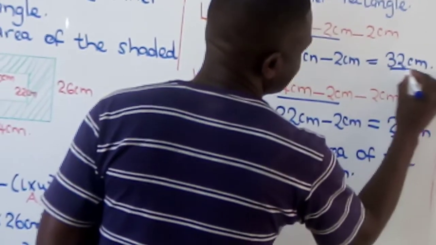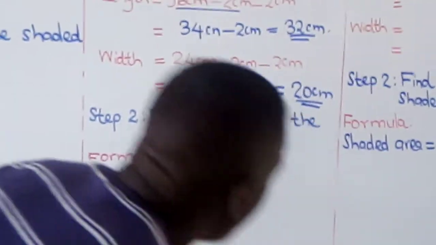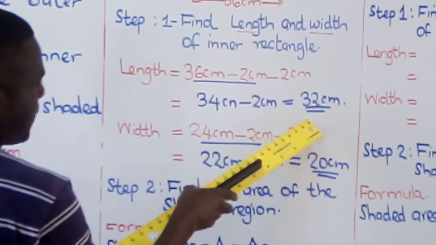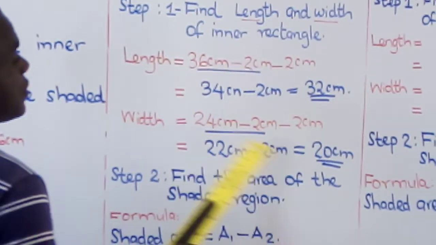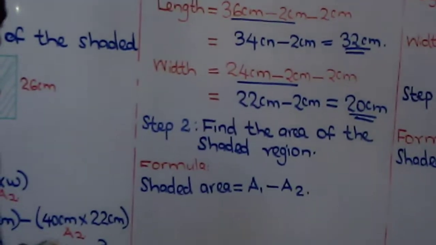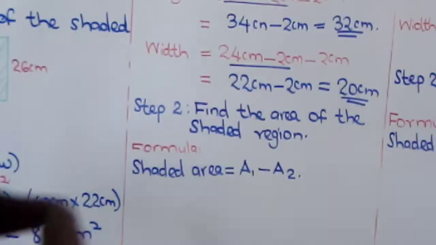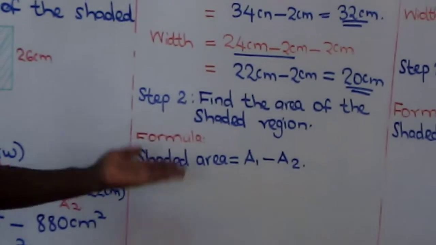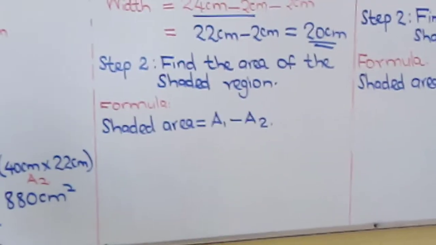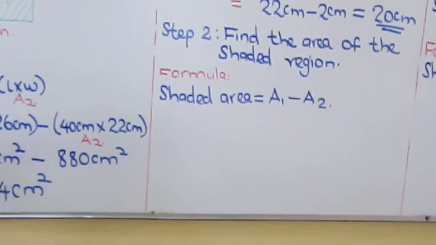So, boys and girls, the length of the inner rectangle is 32 centimeters, and the width of the inner rectangle is 20 centimeters. Now we have them. We go to the second step. The second step says find the area of the shaded region. That's the second step. The formula is written here. Shaded area is equal to area 1 minus area 2, just like we did here. And so we follow this step now.